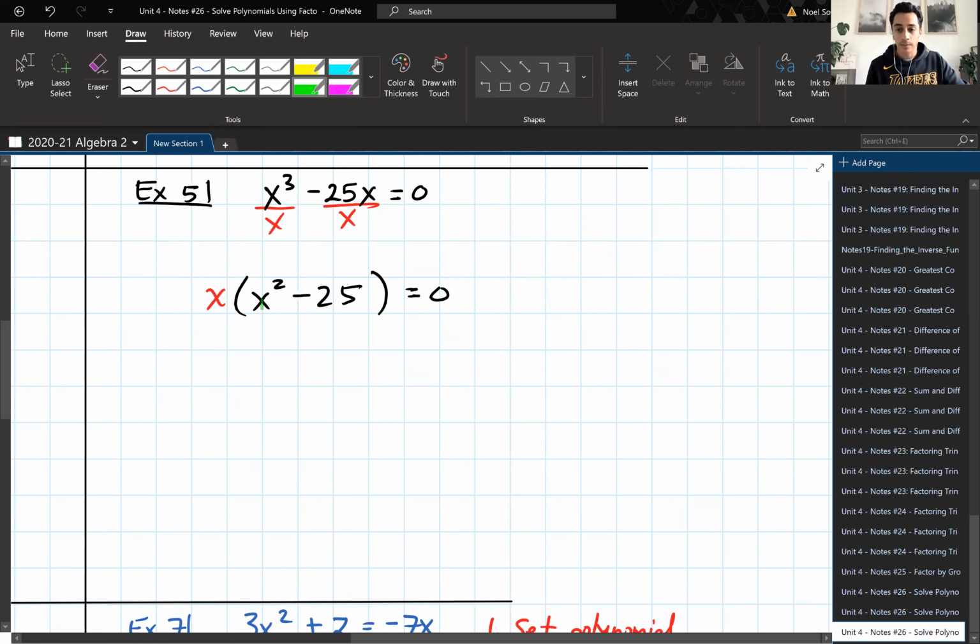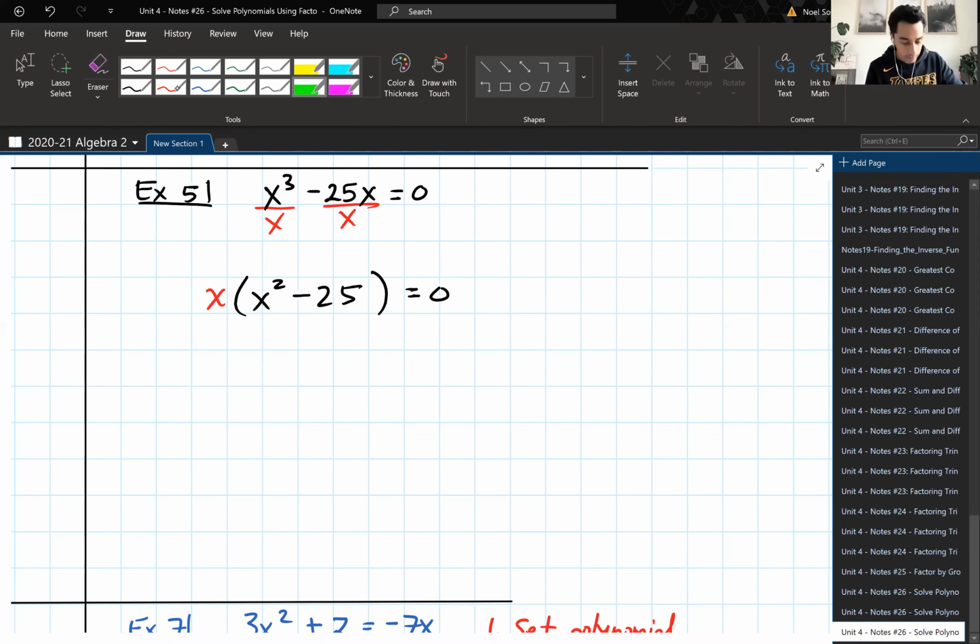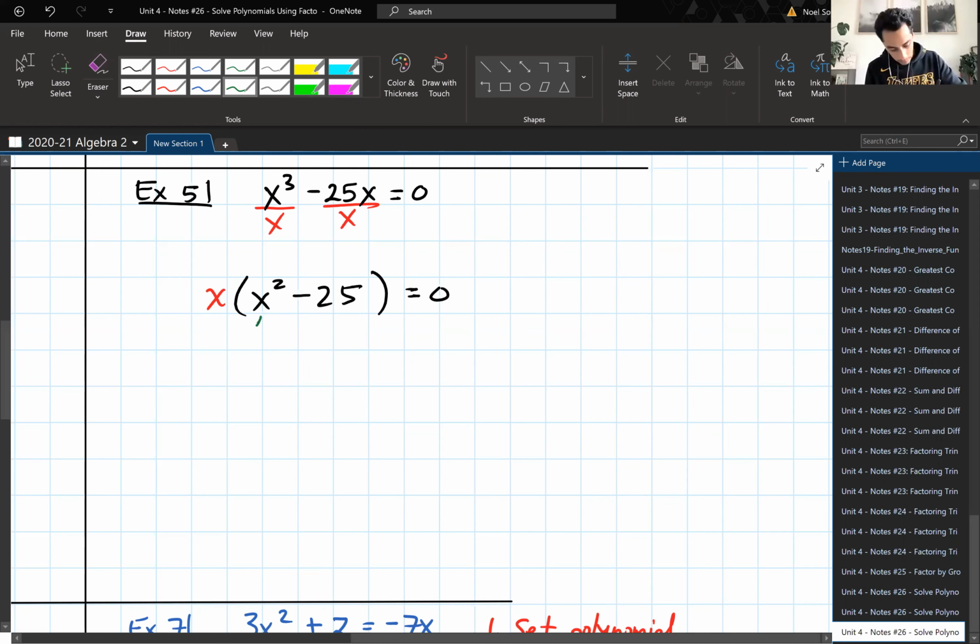A difference of squares. Very good, right? So we know how these factors are fairly simple. X squared is perfect. This is just x times x. 25 is perfect. That's 5 times 5. It's also a difference, right? So this is the one that can be factored. So we know that this factors into x minus 5, x plus 5 equal to 0.